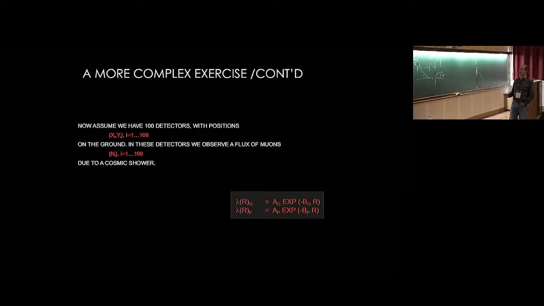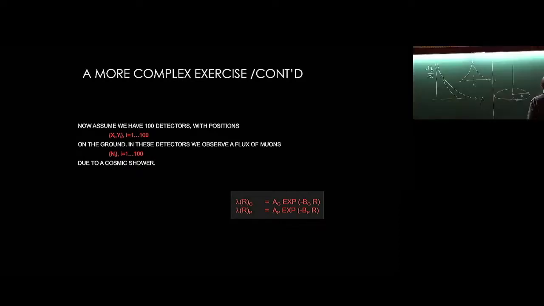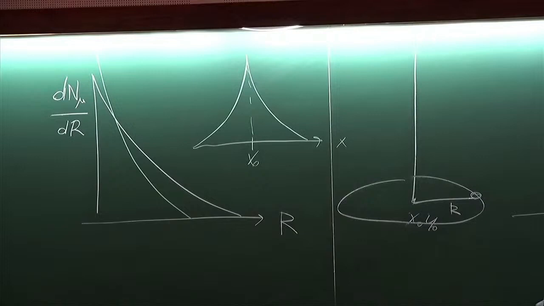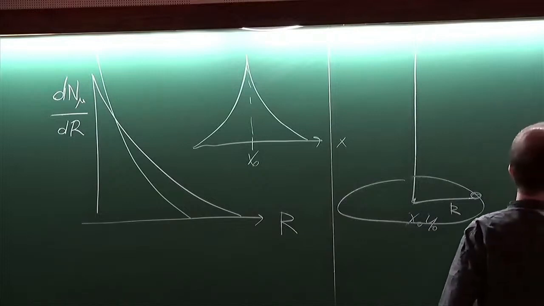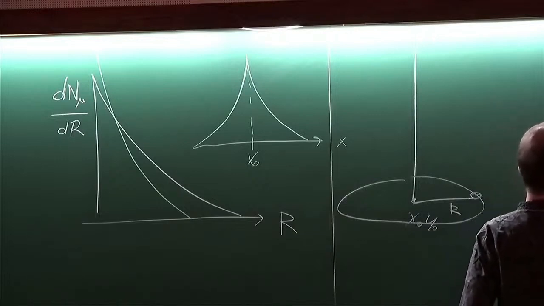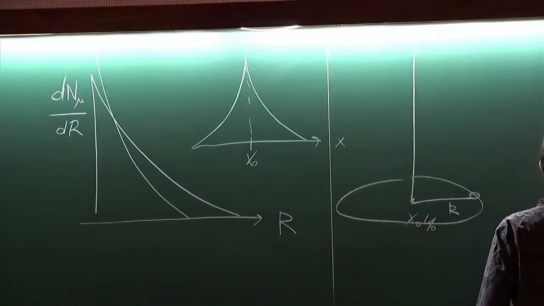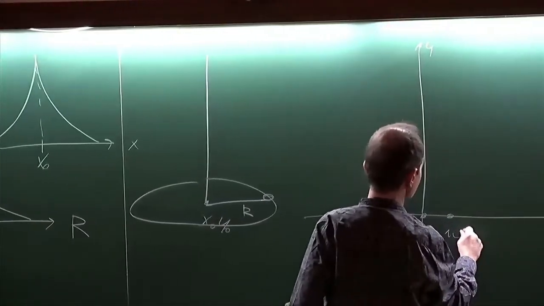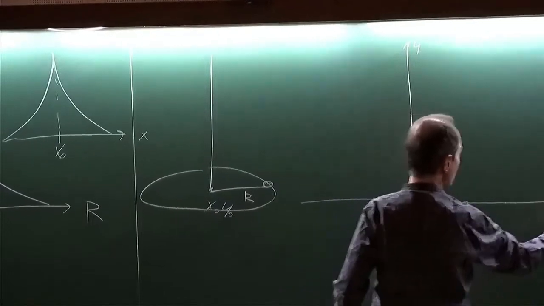Assume that we have 100 detectors on the ground with positions xi and yi from i equals 1 to 100. And we could even specify their positions in the xy plane, let's say that this is x and this is y, and let's say that they start at 0, 0, and they are 10 meters apart from 0 to 100.